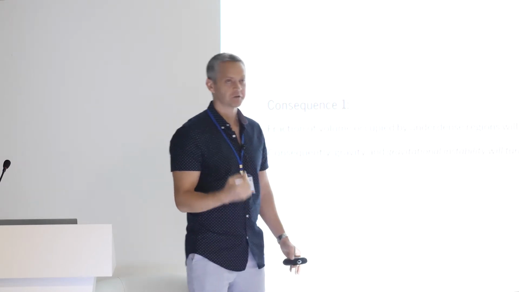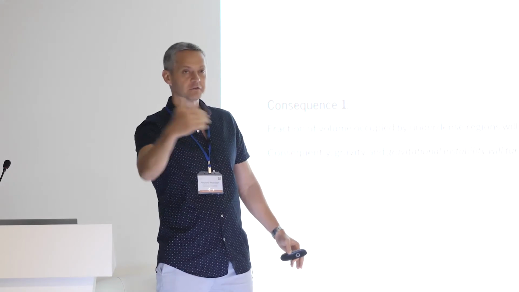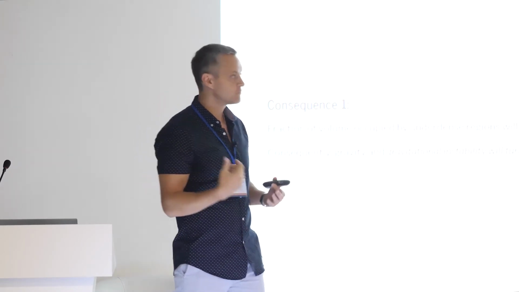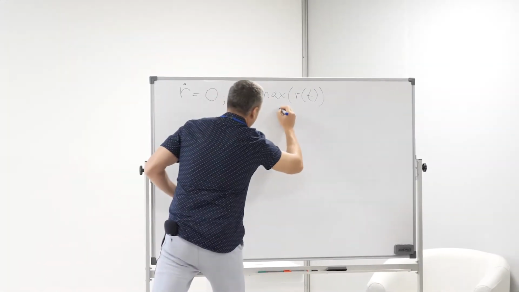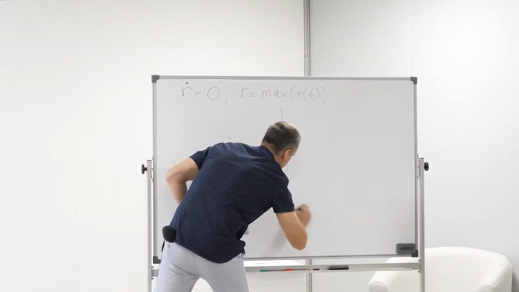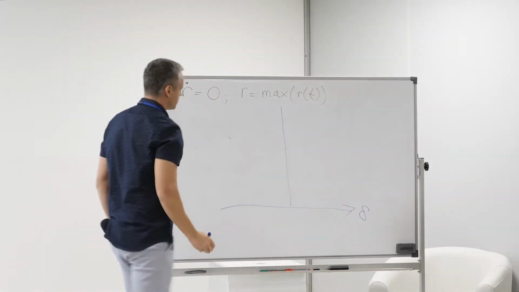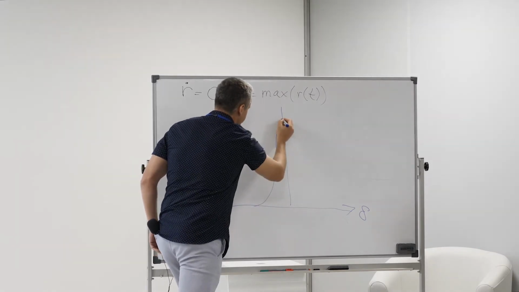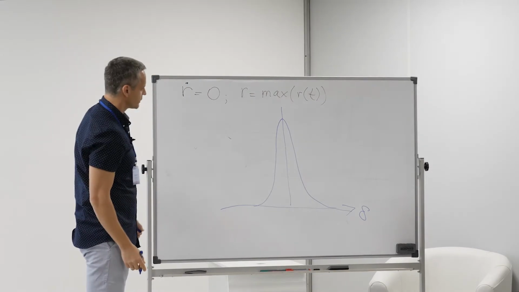It cannot stay symmetric because the two sides of the distribution, to the left of 0, to the negative values, and to the positive, evolve differently. They evolve in opposite directions, right? So the distribution will become skewed. Let me sketch it. If we start with a Gaussian field, so its PDF as a function of delta, the best I can draw, I'll try to draw it symmetrically, will be a bell curve, which is symmetric.